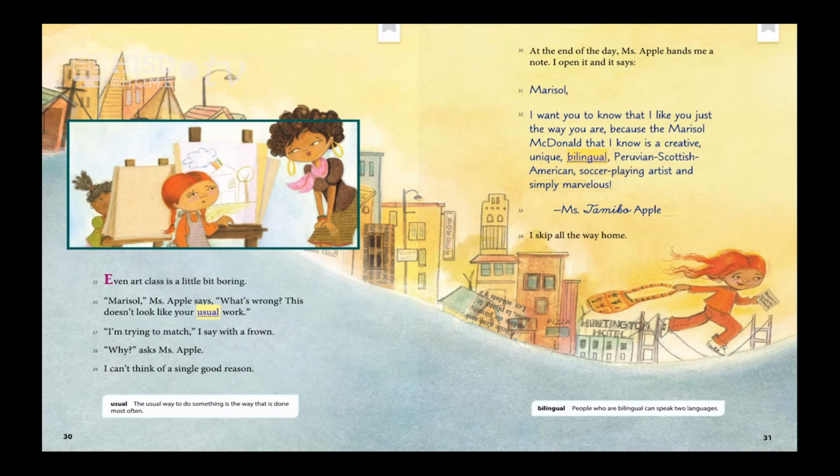Marisol, I want you to know that I like you just the way you are, because the Marisol McDonald that I know is a creative, unique, bilingual, Peruvian, Scottish, American, soccer playing artist, and simply marvelous. Miss Tamiko Apple. I skip all the way home.